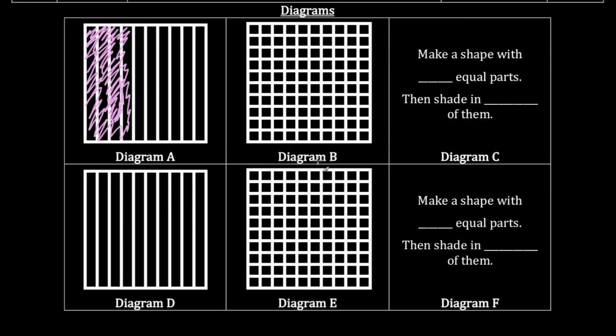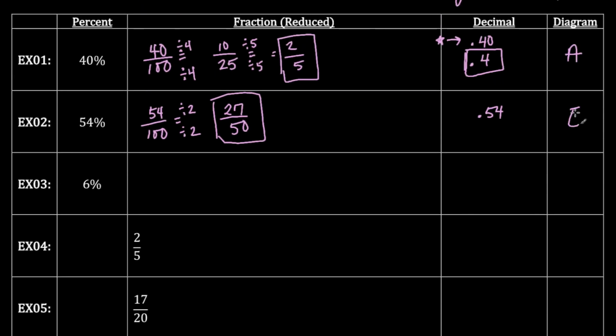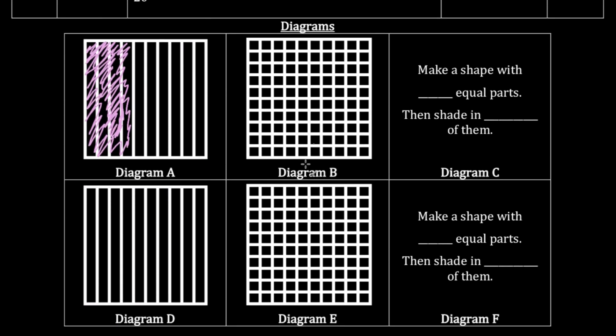54 out of 100. Now, most of y'all are stuck on doing these in order, like A and then B and then C and D and E, right? I want to show you that you don't have to do them in order. It could be like, I don't know, maybe I did this one first. So I'm going to put diagram E here, and then I'm going to color in 54%. So 54. So 1, 2, 3, 4, 5. That's 54. Ooh, this is kind of hard to see.